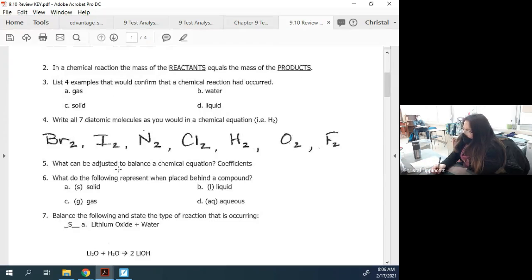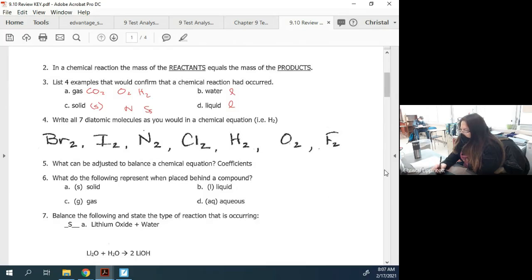Examples that confirm that a chemical reaction has occurred: if you produce a gas, so this is like your CO2 gas, oxygen is a gas, hydrogen is a gas. So any of those things produced will give you a chemical reaction. Solid, that is your precipitate. We would put that as an S. On your solubility chart, it's indicated with an N or an SS in that box. Water, which is a liquid, and then liquid, of course.